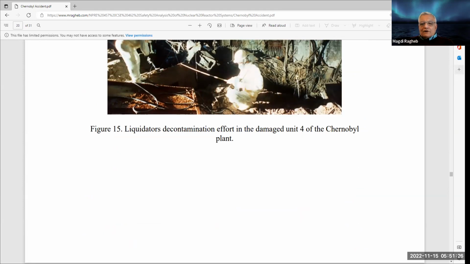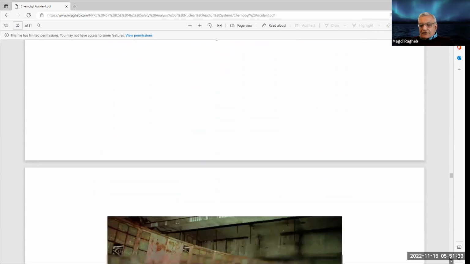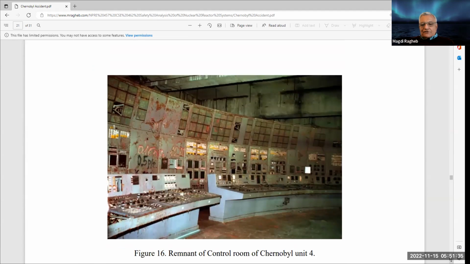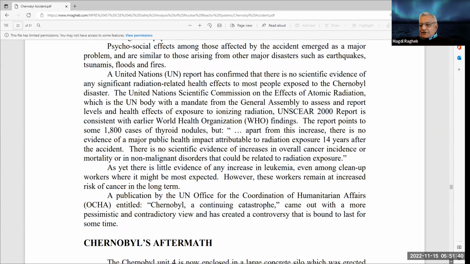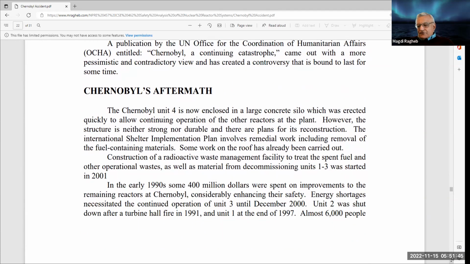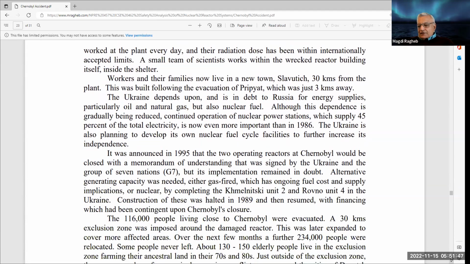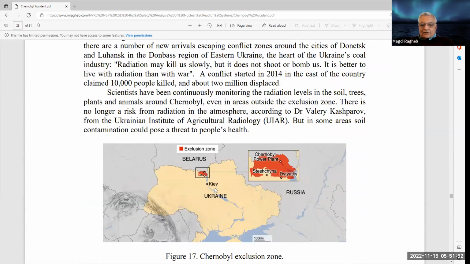This is a picture now of the interior of the reactor, totally destroyed, trying to remove material and decrease the contamination. This is how the control room looks now, totally devastated. The area around the plant, a city called Pripyat, has basically been left empty. And this is Kiev, the capital of Ukraine. This is the location of the Chernobyl nuclear power plant.